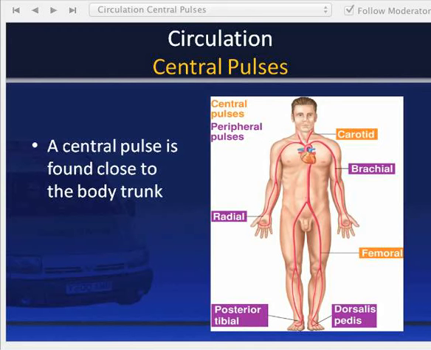Central pulse is a pulse found close to the trunk of the body. Examples of central pulses include the carotid pulse and femoral pulses. The carotid pulse is the major artery of the neck and supplies the head with blood. Pulsations can be found on either side of the neck. To find the carotid pulse, place your index finger and middle finger in the soft, hollow area just to the side of the patient's windpipe, the trachea. What you'll do is go right on midline, right where the trachea is, and come halfway down, and you should be able to palpate a pulse.